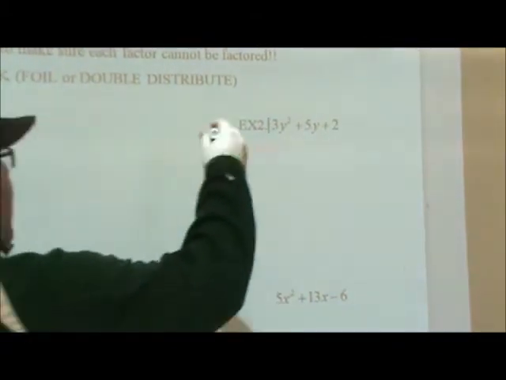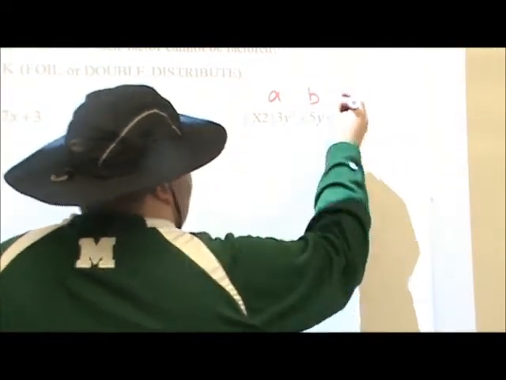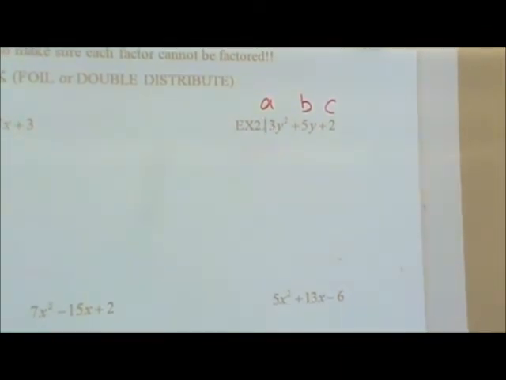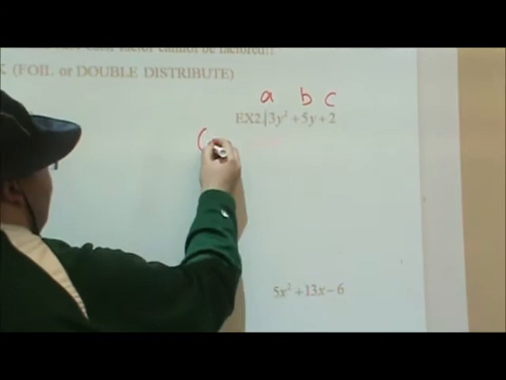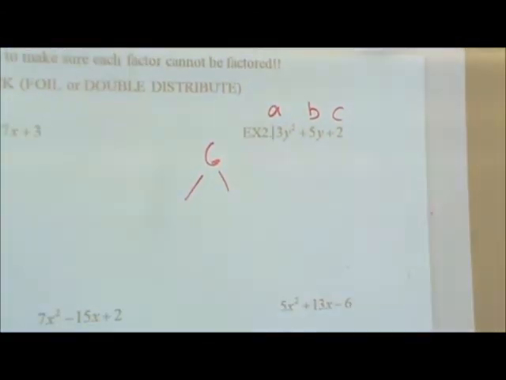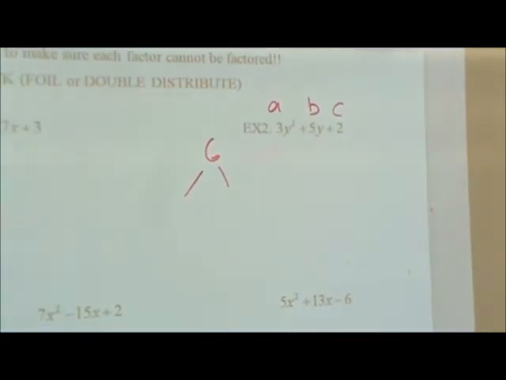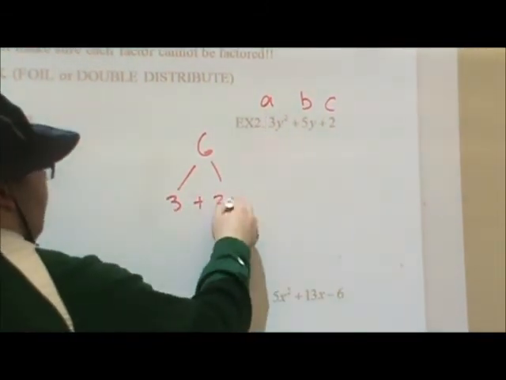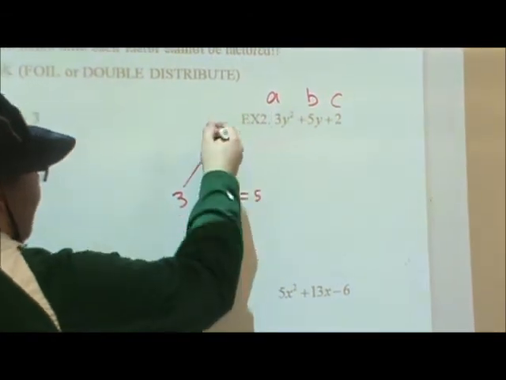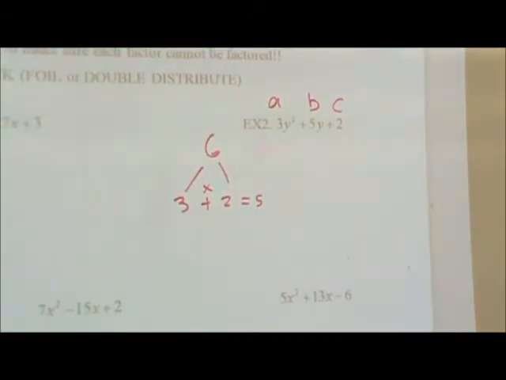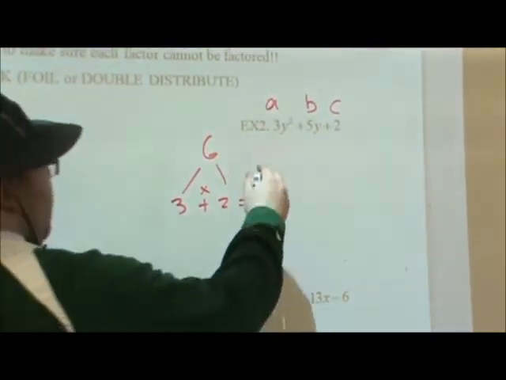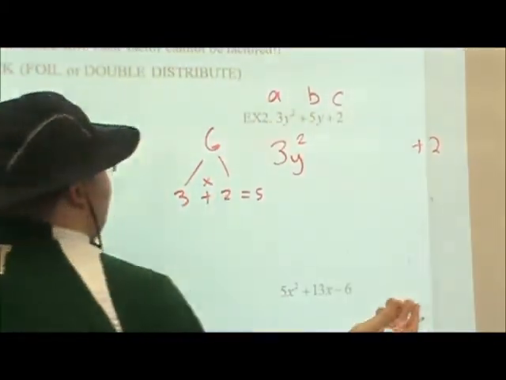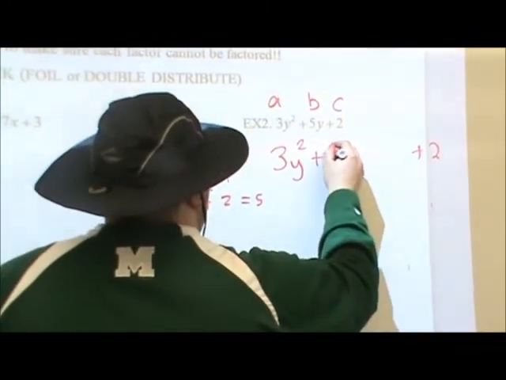Okay, same thing. A, B, C. A is 3, B is 5, C is 2. First step, multiply the A times the C. A times C, 6. What numbers multiply to 6 but add to 5? Well, sure enough, those numbers would be 3 and 2. They add to 5, but they multiply to 6. We've got our factors, so we're going to rewrite the middle term. First term the same, last term the same. Doesn't matter which one we put first.